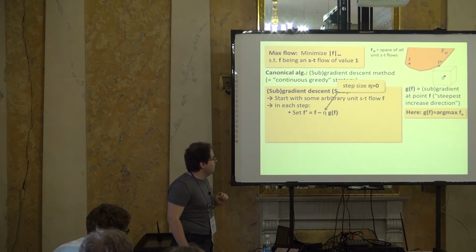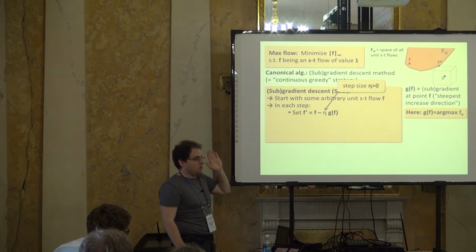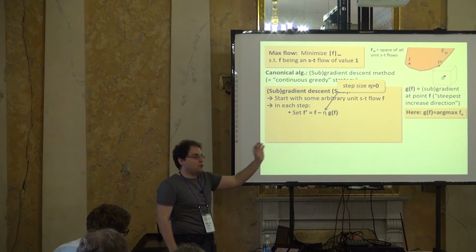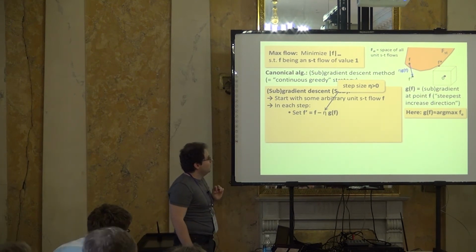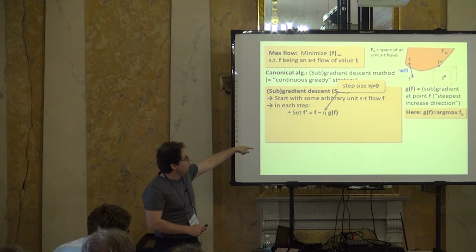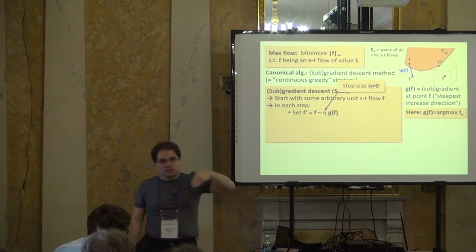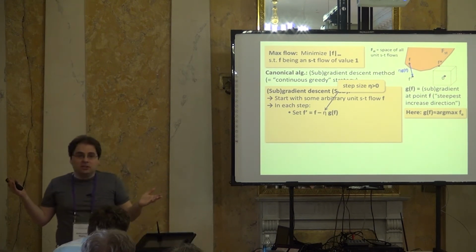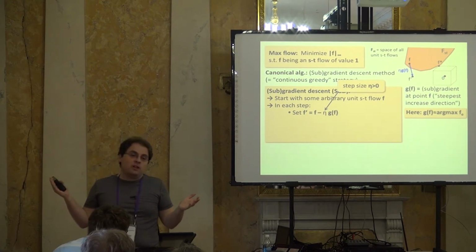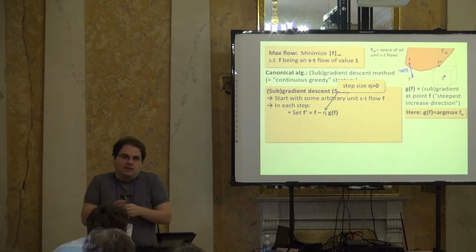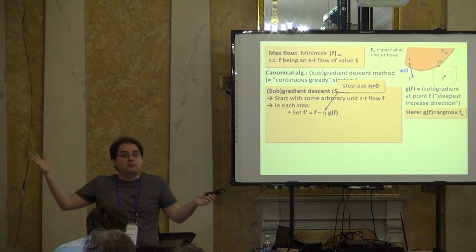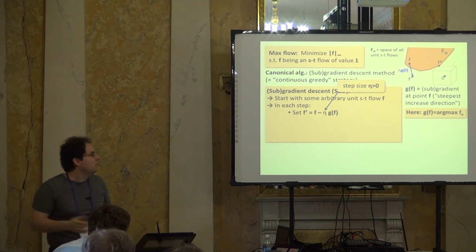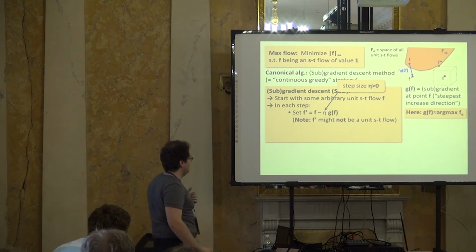But now, of course, the problem is, there is just some step size, a scale that tells you how far you go in the direction. But of course, the problem is that once you actually apply this update, there is no guarantee that what you get after this update is actually a valid ST flow anymore, right? Because you just added or subtracted some flow from arbitrary edges. So what you have to do, you have to fix it somehow.